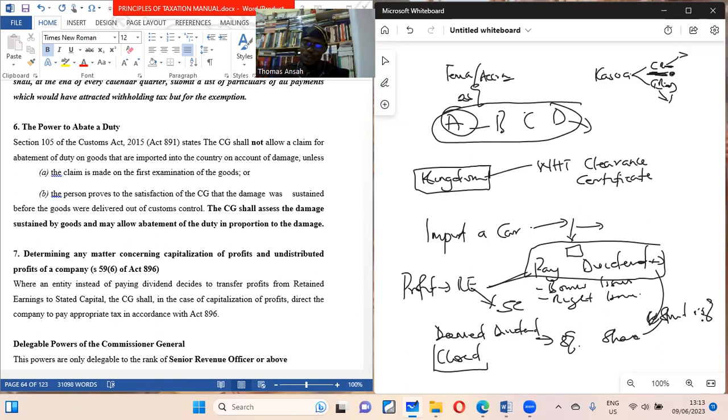Since you are kind of dodging all those things, the Commissioner General has the power to determine a matter concerning your capitalization of the profit or the undistributed profits of the company. So he can force you and say, why am I losing out on your dividend, my withholding tax of 8%? He takes it by force. We too are taking our withholding tax on the dividend. So that is something the Commissioner General can do, and most GRA officers have been using this instrument a lot. It is something that is delegatable to the commissioners, unless they can prove to you that it is happening, or the Commissioner General has otherwise delegated it. So be careful. All right, so that is that.